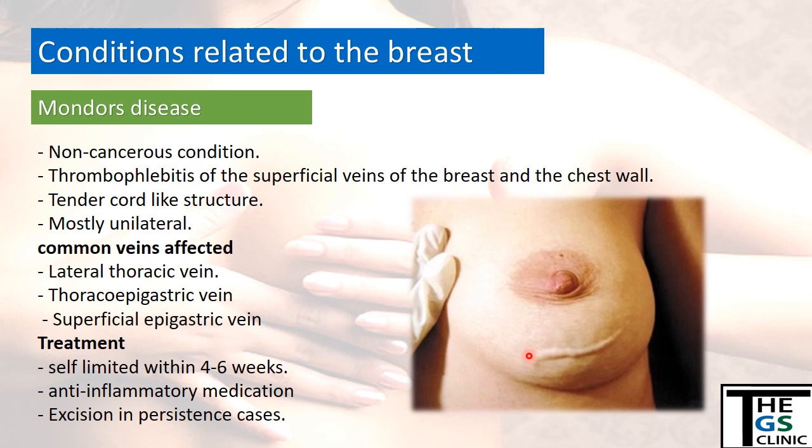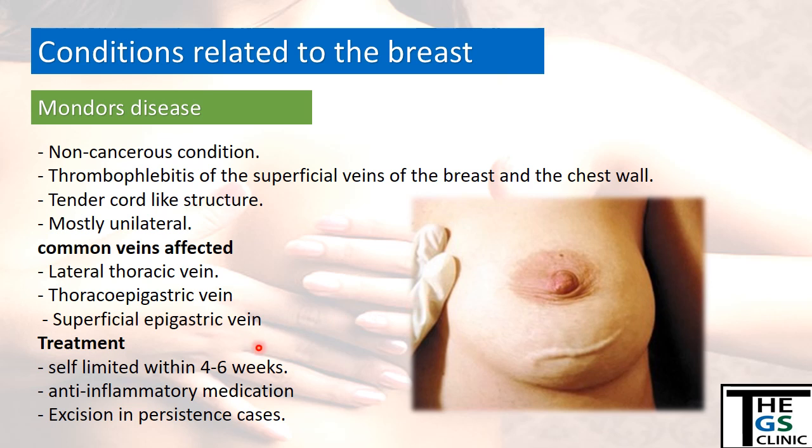So here, although it's a benign condition, we need to do mammography and ultrasound to exclude underlying malignancy. Which vein is most susceptible to this disease? We have major veins like the lateral thoracic vein, which is here, most likely to have the thrombophlebitis or Mondor's disease. The thoracoepigastric vein is also susceptible to Mondor's disease, and we have the superficial epigastric veins. These veins are more susceptible to thrombophlebitis, which we call Mondor's disease.